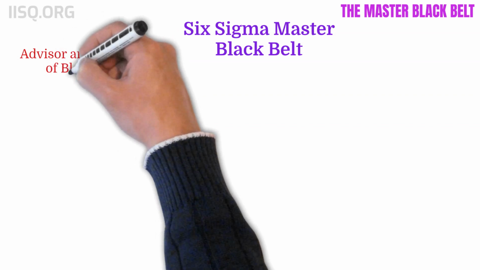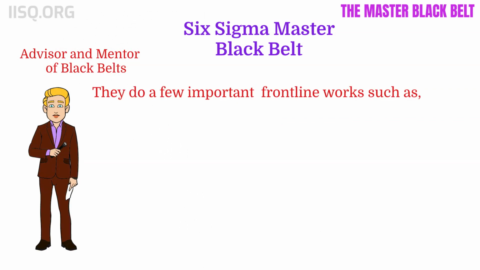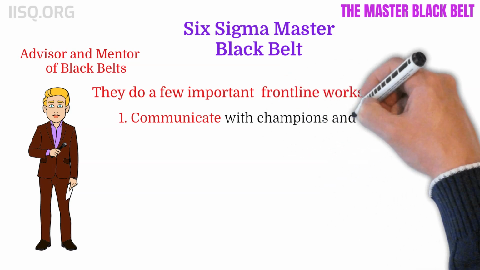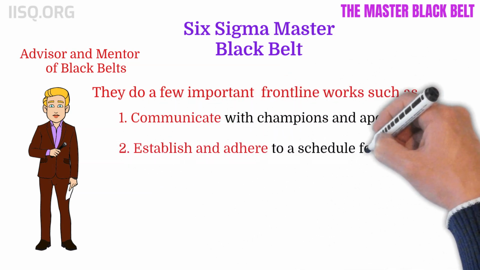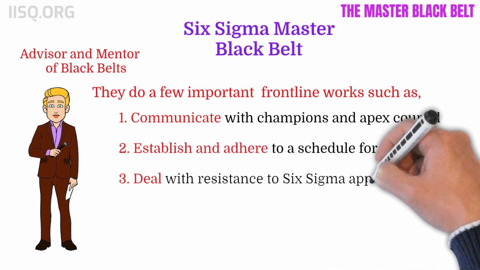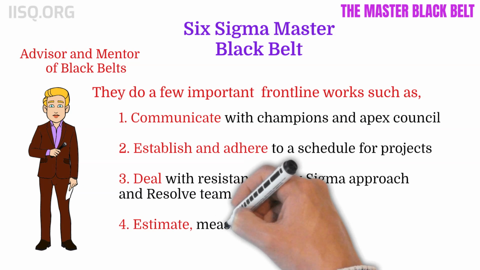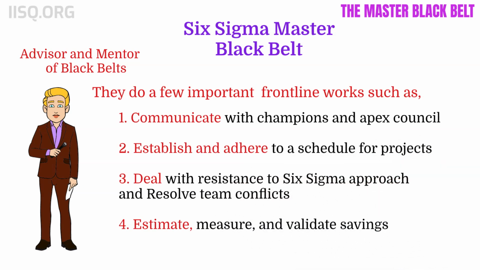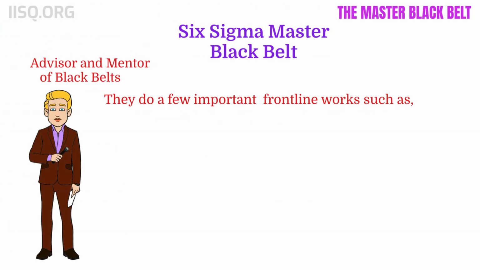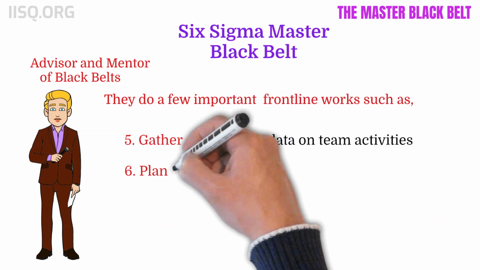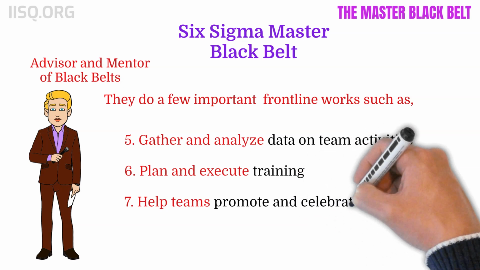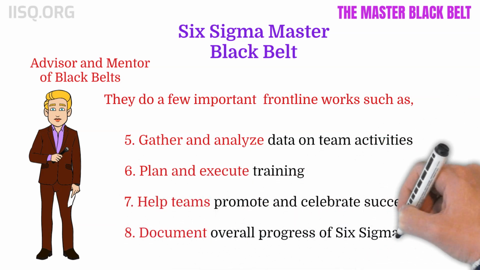For a Six Sigma drive, the Master Black Belts are Six Sigma coaches. They work as advisor and mentor of black belts and other team roles. Master Black Belts do a few important frontline works such as communicate with champions and Apex Council, establish and adhere to a schedule for projects, deal with resistance to the Six Sigma approach, and resolve team conflicts. Estimate, measure, and validate savings. Master Black Belts also gather and analyze data on team activities. Plan and execute training. Help teams promote and celebrate successes. Document overall progress of Six Sigma.